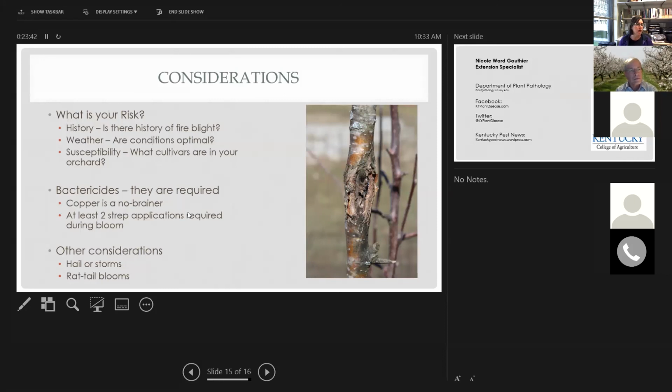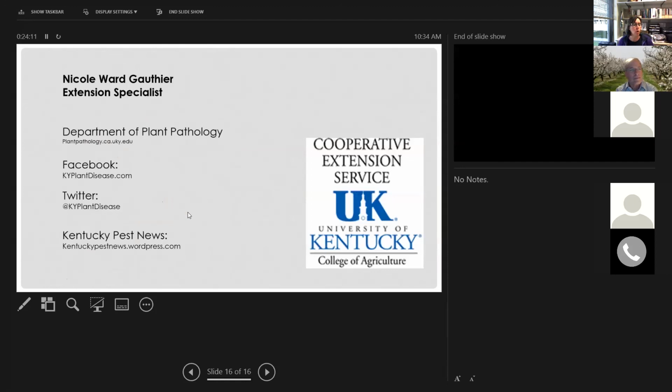Watch your weather. Think about things like hailstorms later in the season when temperatures or conditions are optimal. And then if we have a late freeze event in the spring and we end up with some rat tail blooms, those are also susceptible to fire blight. So anytime there's bloom on the tree, you have susceptibility. So if we do have a late freeze, think about rat tail blooms as well as part of that bloom season. So, okay, I will take questions.